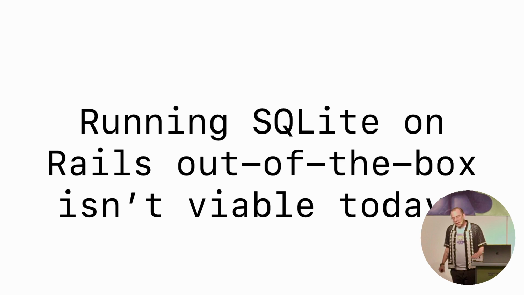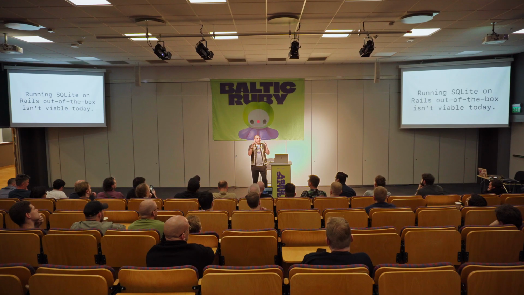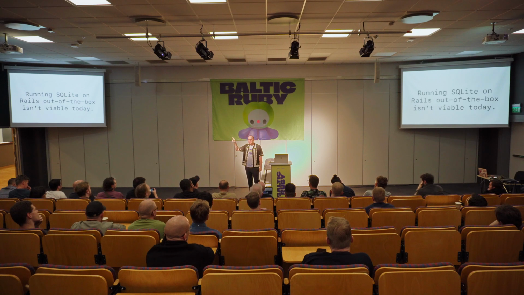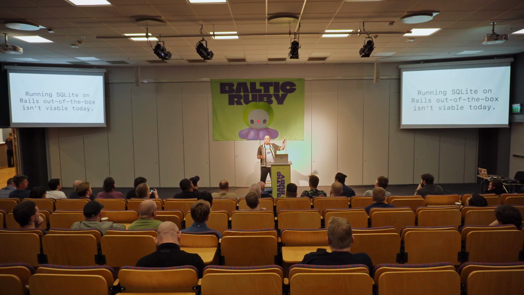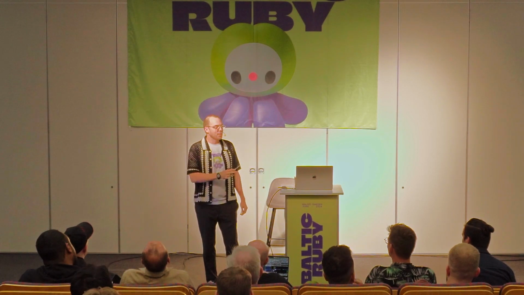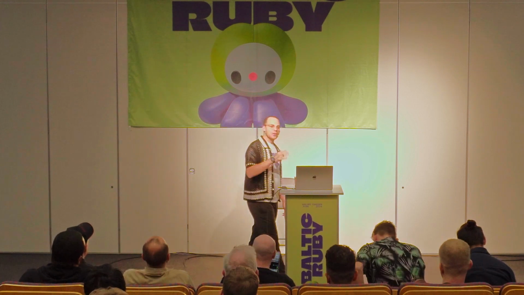And I need to make a very clear point. So if you've been drifting in and out, come back. We need to be on the same page here. This is important. Running SQLite on Rails out of the box is not viable today. If you run that command, rails new with the database SQLite, right now, you take that application, you build out your features, you deploy it to production, you are going to experience pain. It is not going to feel good. You're going to be like, that Stephen guy, what an ass. There's all these bugs, and this is not working at all.